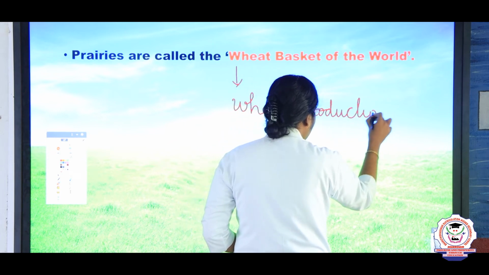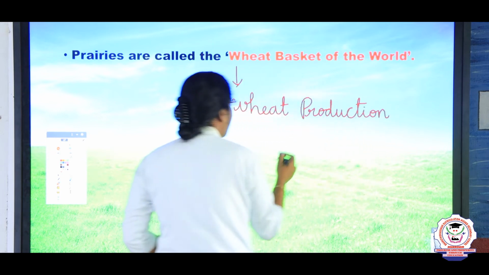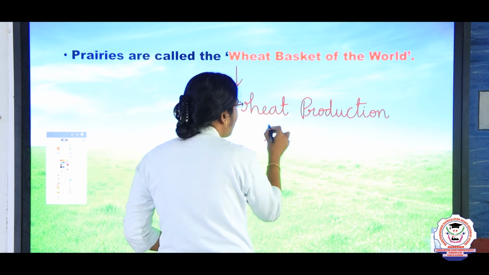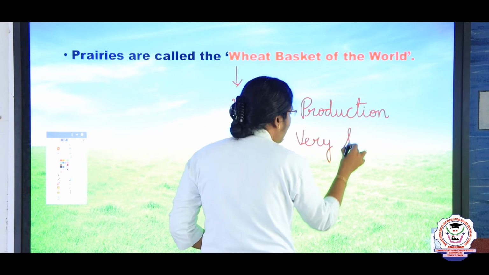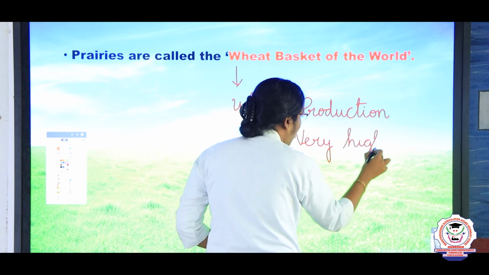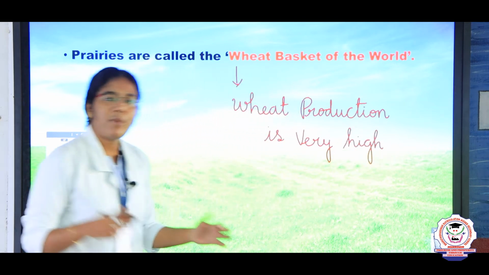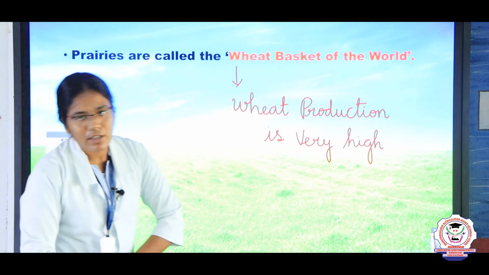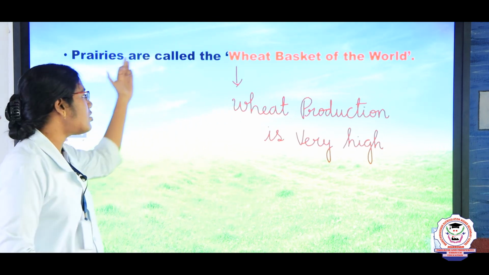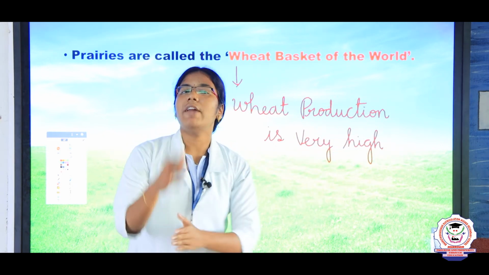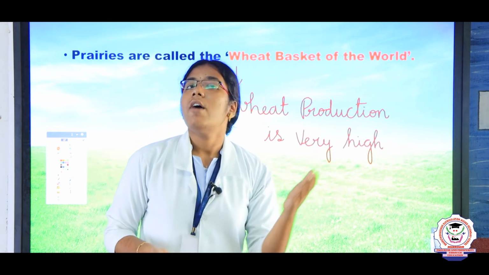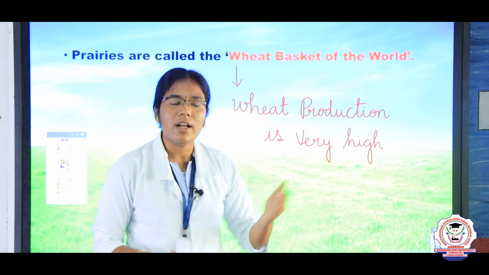Due to the soil condition as well as the climatic condition, the wheat crop grows very well here, so the wheat production is very high. They also export the wheat crop to many countries, so the Prairies are called the wheat basket of the world.